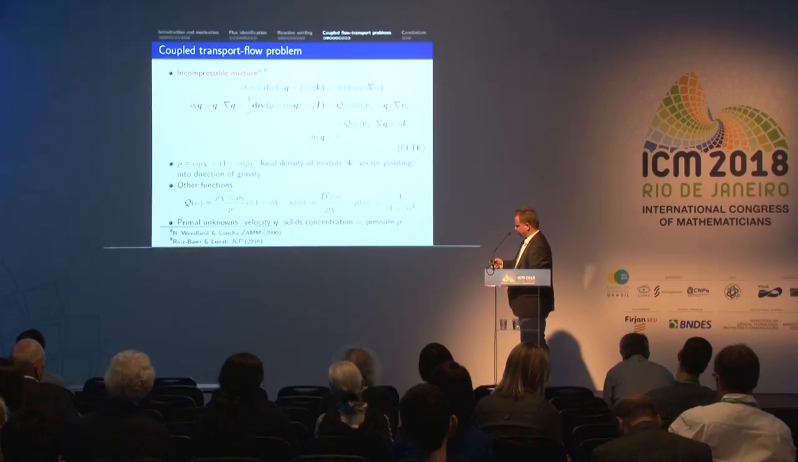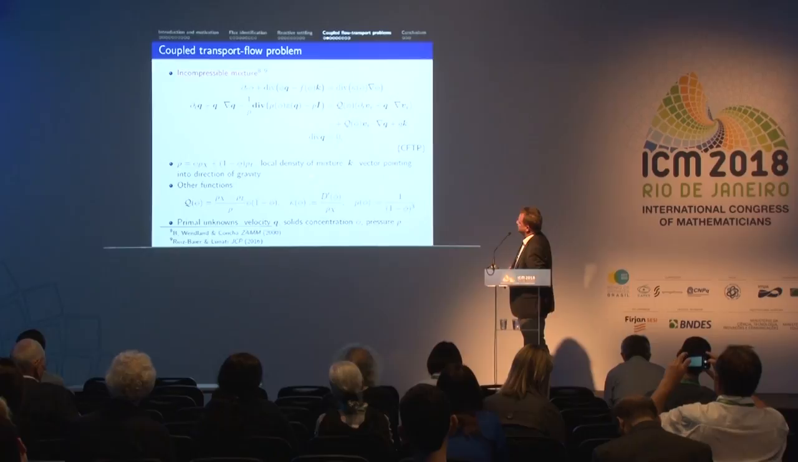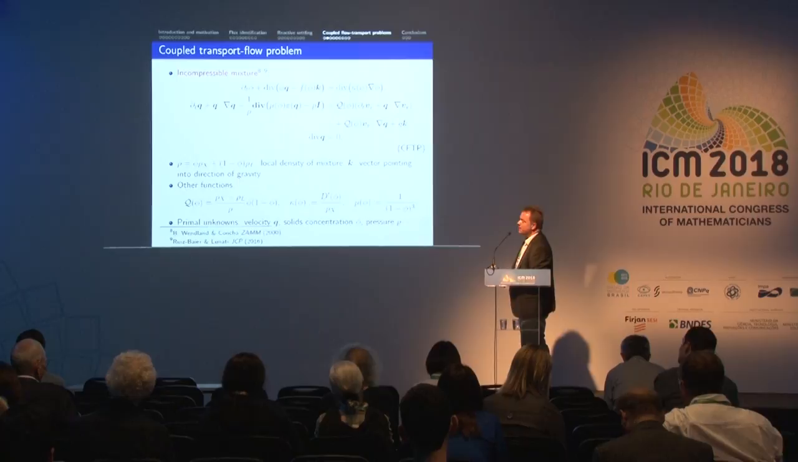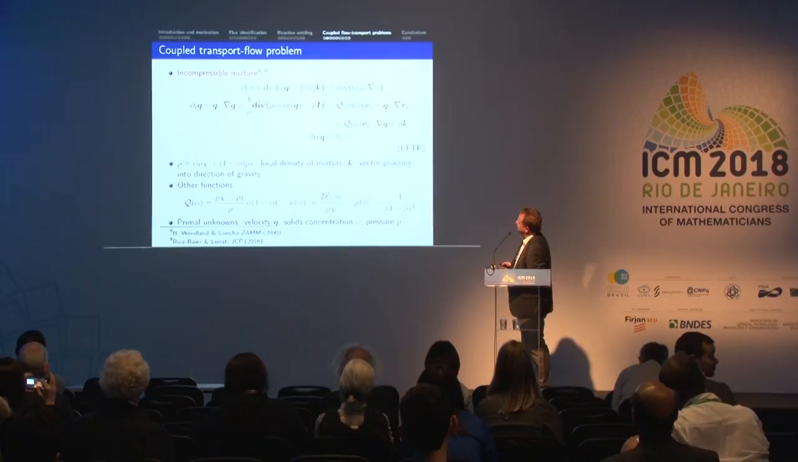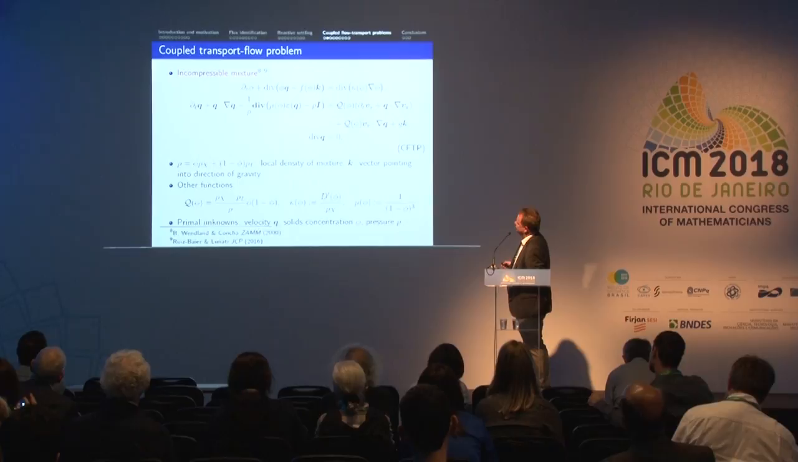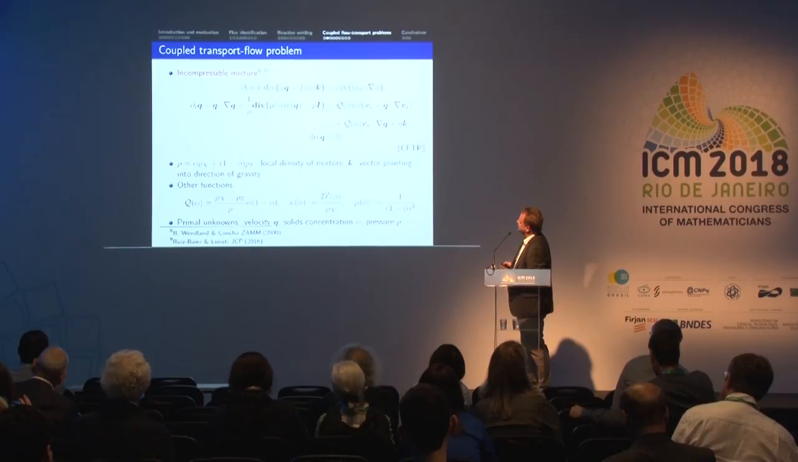One of the coupled transport-flow problems that describes this phenomenon would look like this. We have one equation, one PDE, that describes the transport phenomenon, that is the evolution of the salt concentration. And this can be coupled in many different ways to equations that describe the flow of the mixture. For example, this would be a version of the Navier-Stokes equations, giving here this equation for q. This is coupled just with the divergence-free condition. So this would be, in principle, a closed system for phi, the pressure p, and the velocity q.